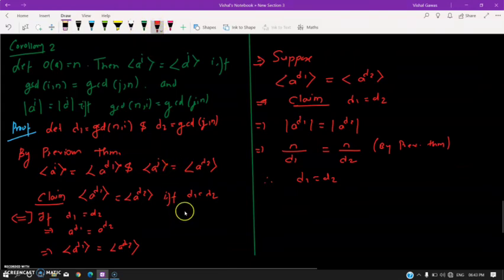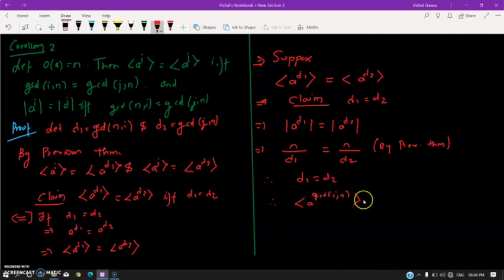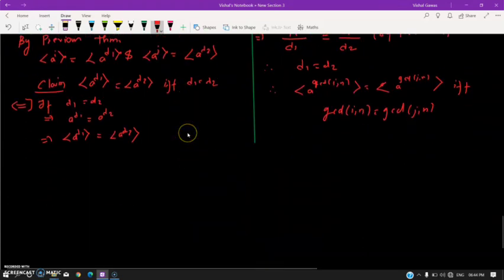Let's look at the further part. What we need to prove is that the order of a raised to i is the same as the order of a raised to j. So from here, what we can conclude is that the subgroup generated by a raised to GCD of i comma n is the same as the subgroup generated by a raised to GCD of j comma n if and only if the GCD of i and n is the same as the GCD of j and n, right? So the first part is over. Second part, let us see how we proceed.